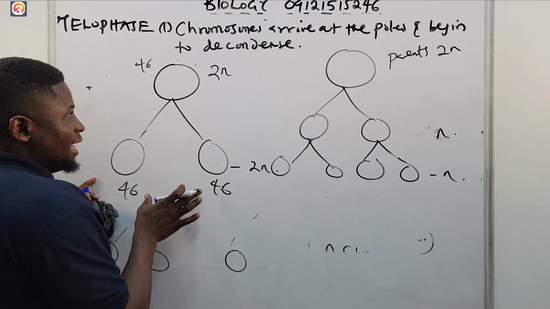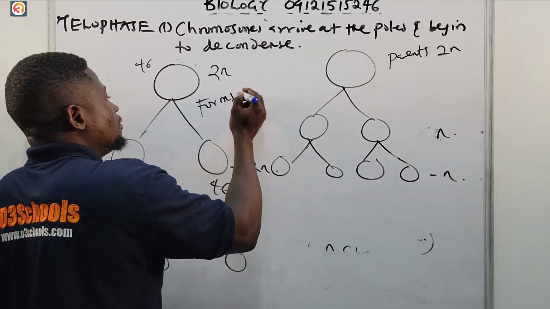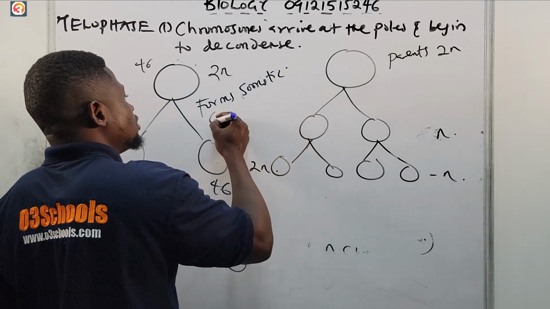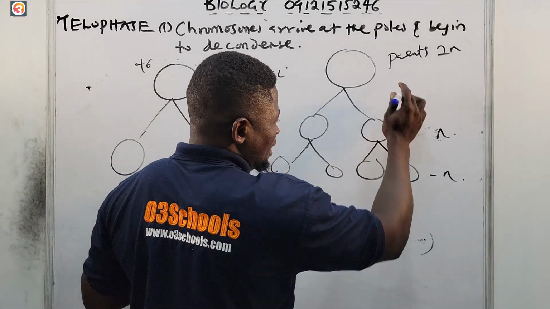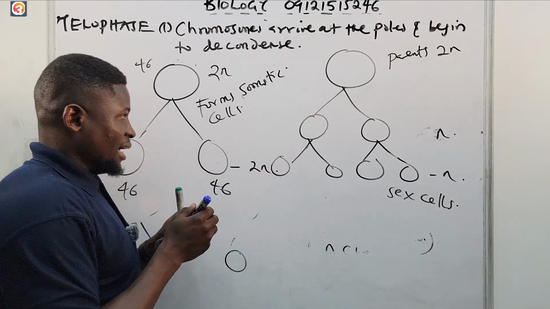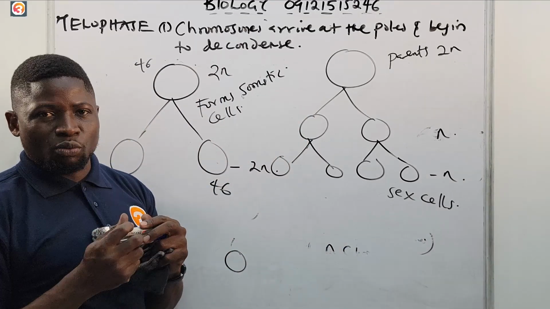So this is mitosis. It takes place in somatic cells, it forms somatic cells, while meiosis forms sex cells. Please take note of that. Meiosis forms sex cells, while mitosis forms somatic cells.